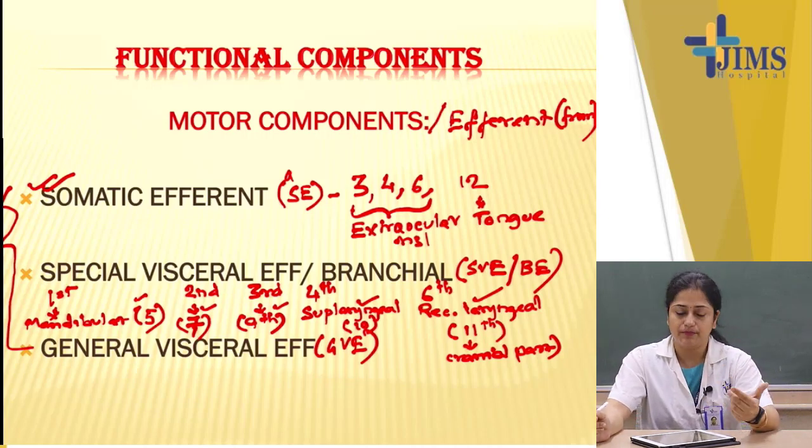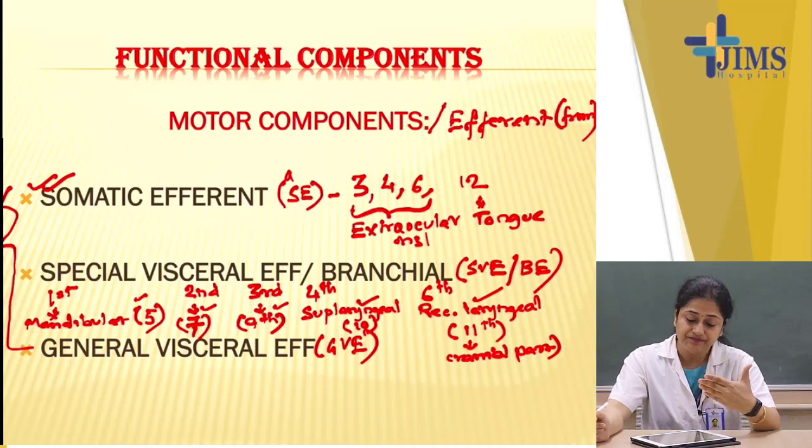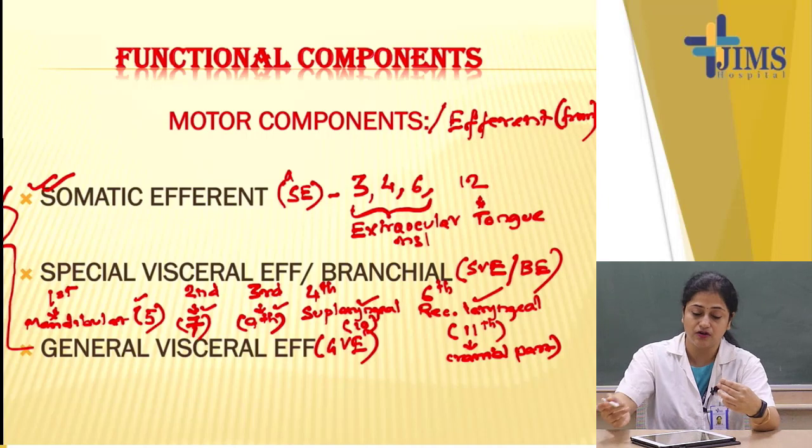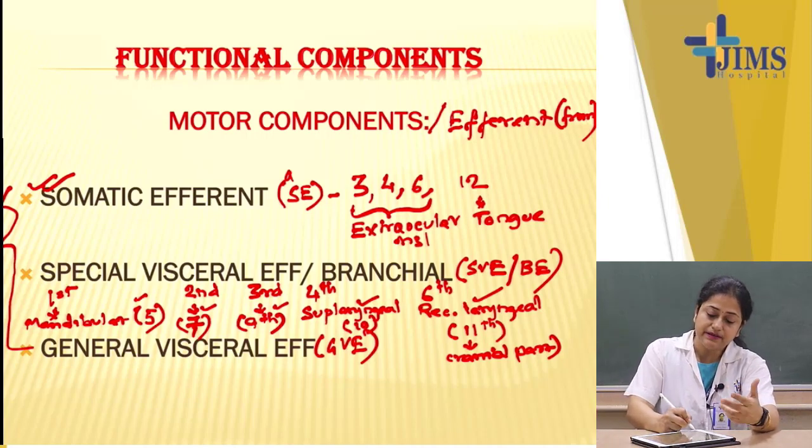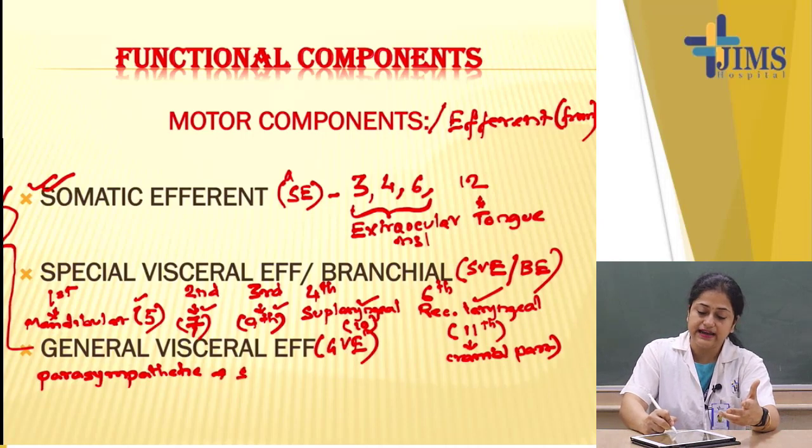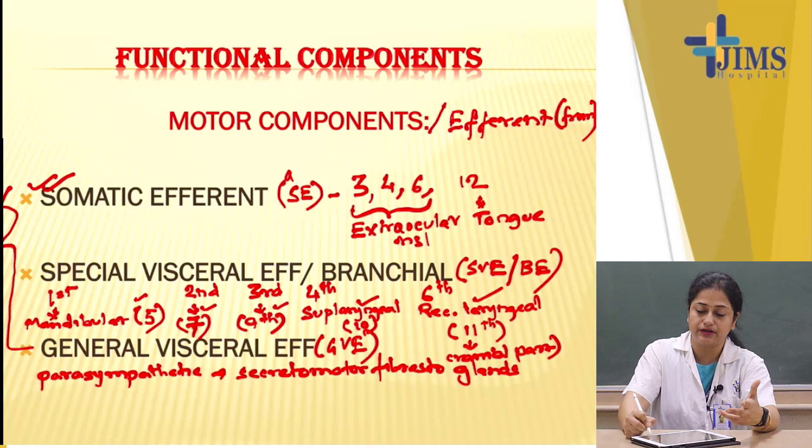Now, coming to the third motor component, that is the GVE or the general visceral efferent. Now, this GVE, or general visceral efferent, these are basically the parasympathetic fibers which are carrying mainly secretomotor fibers to the glands, different glands of the body.